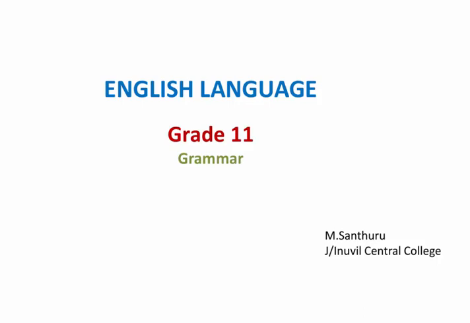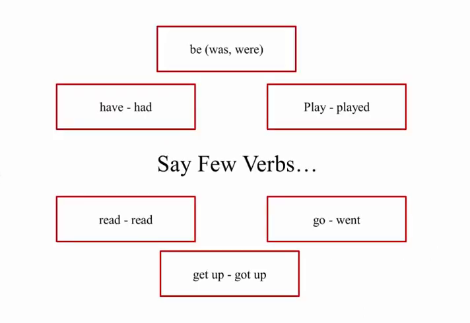Now you list 5 verbs in the infinitive form. Think of any 5. Okay, now write the past form of those verbs. Yes, okay. Now I will show my verb forms. So there are 5 verb forms in your hand.